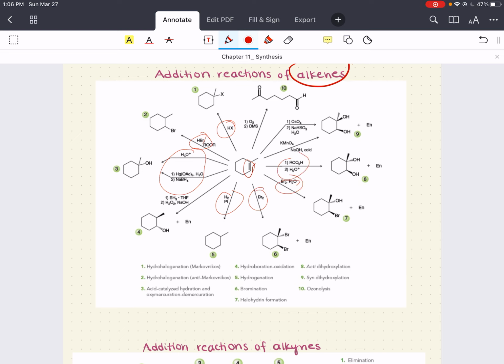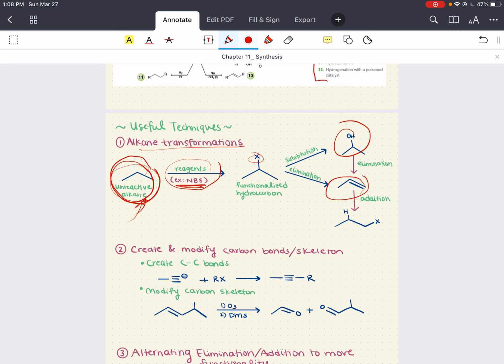Well, this is where, again, you want to go back to all these reagents you've learned. How do you start off with an unreactive alkane? Well, you can always just add on some sort of functional group, and we know how to add halogens, right? We know how to add bromine specifically. You can use NBS, right? And then there you go. You've slapped on a bromine now.